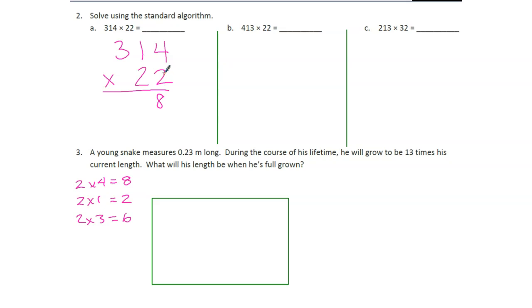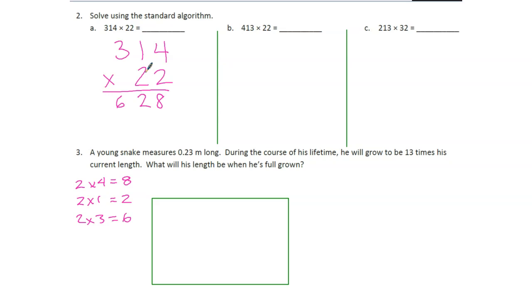Now I have 2 times 1 ten. That's going to be 2 tens. Then I have 2 times 3 hundreds. That's going to be 6 hundreds. All right, now I'm on to my second factor. I'm going to distribute this second factor to my 4, to my 1, and to my 3. So let's go ahead and take a look here. Make this second one, we'll make it blue.